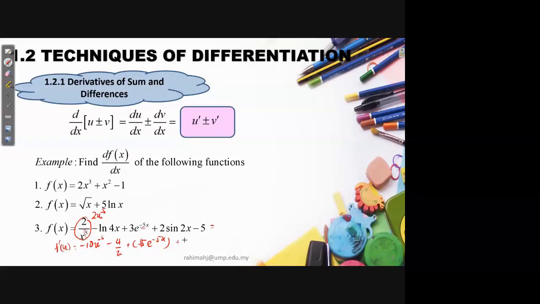Then 2 sine 2x. Differentiate sine, we have 4 cosine 2x. Differentiate the last term is 0. And you can simplify this. This example is quite easy because we don't have a composite function.